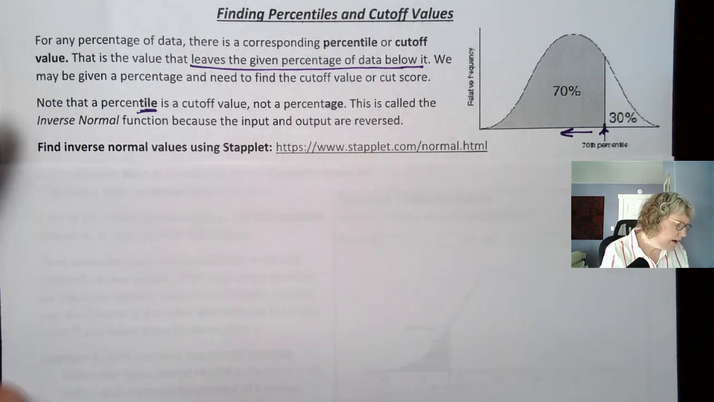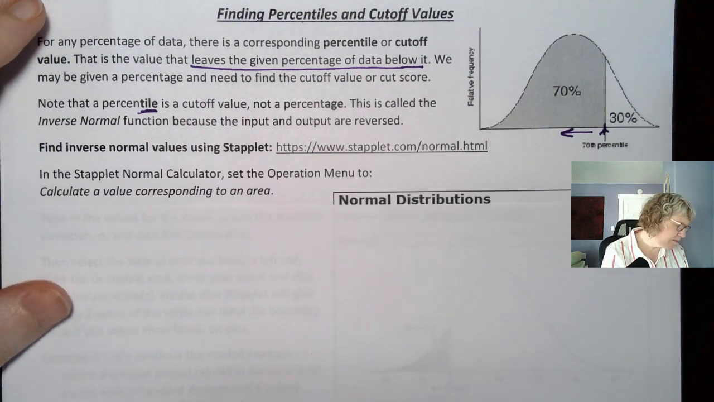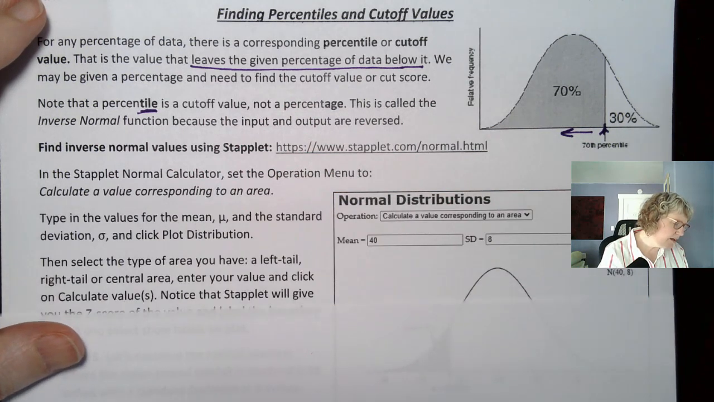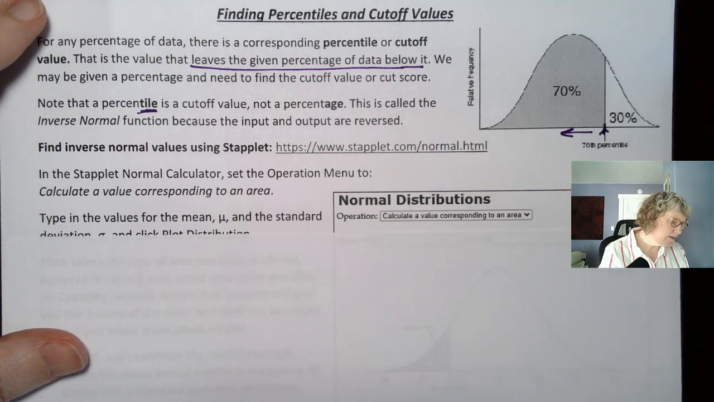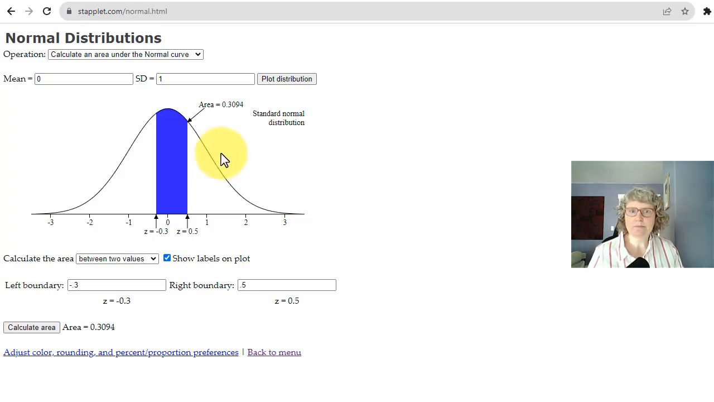Now, as you can imagine, there's an app for that. We're going to keep using Statplet, and this is the opposite one that I was talking about before. So let's go over to Statplet. This is from a previous video. The operation at the very top has two options. So far we've only used calculate an area. Remember, an area is a probability.